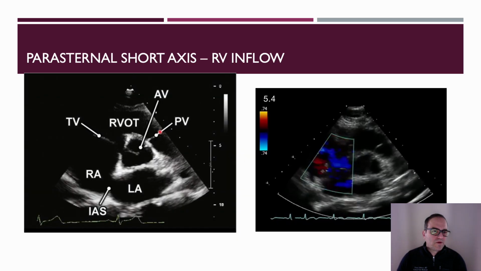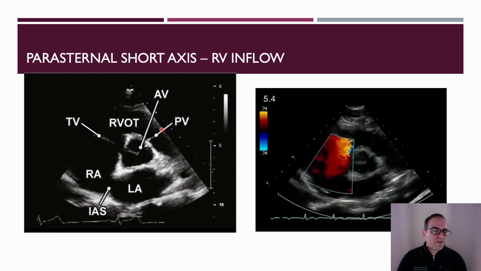Here's a closer look of your short axis RV inflow view, LA, RA, tricuspid valve, RVOT, and pulmonic valve.